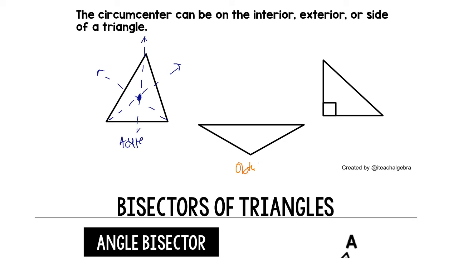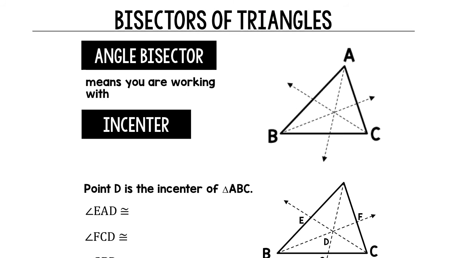If we have an obtuse triangle, like this one here, and one more is going to look like that or so, that is going to have a circumcenter outside the triangle. Last but not least, a right triangle is going to have a circumcenter that's on the hypotenuse or on the side. All right, let's keep on going.